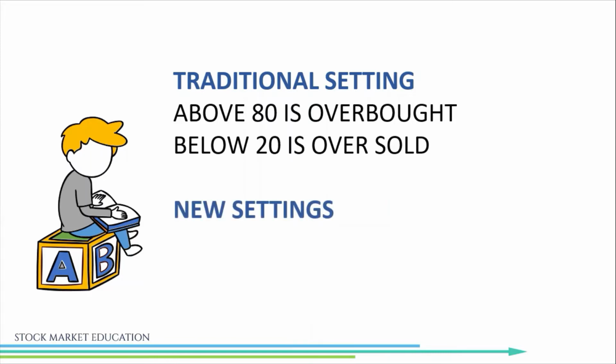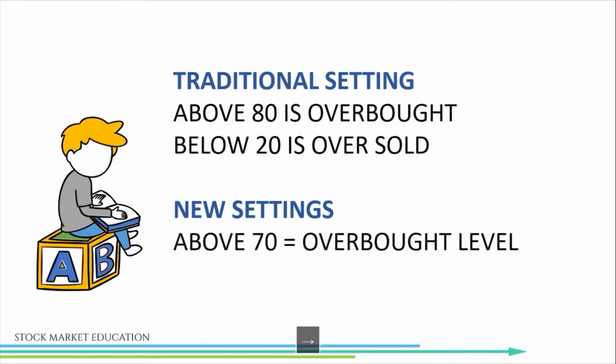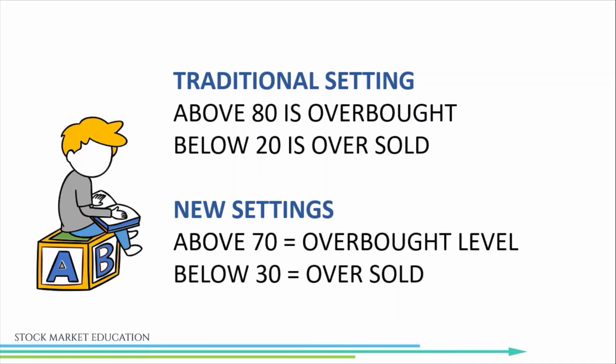But now we will see some new settings, or a new classification, for this particular stochastics. In stochastics, we will consider above 70 as the overbought level and below 30 as the oversold level. So instead of 80 and 20, we will now consider 70 and 30. In the previous calculations, we saw that it used a 14 trading session period. Now we will see how a 10 session period, along with 3 and 3, works.